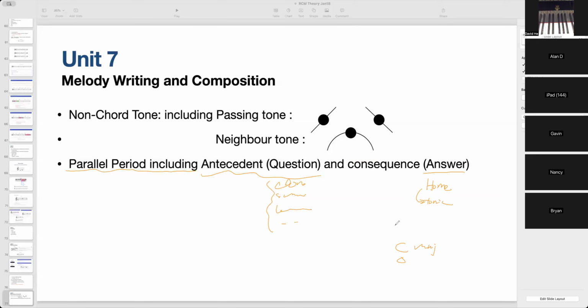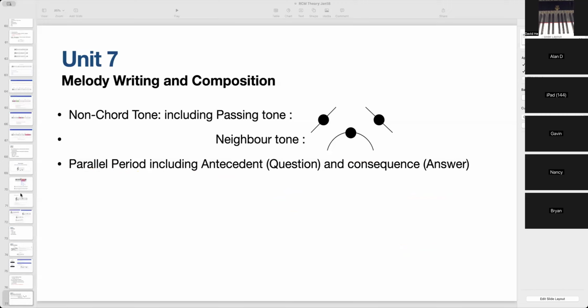Then D major's home tone is D. F major is F. So that's the home, or tonic. As long as the consequence or the answer, the last note, is the home tone. The last note of everything.